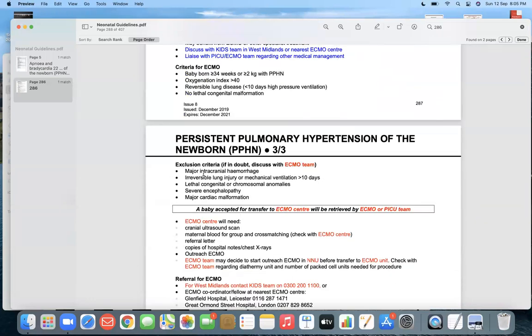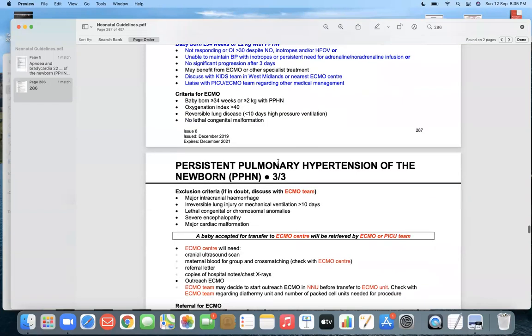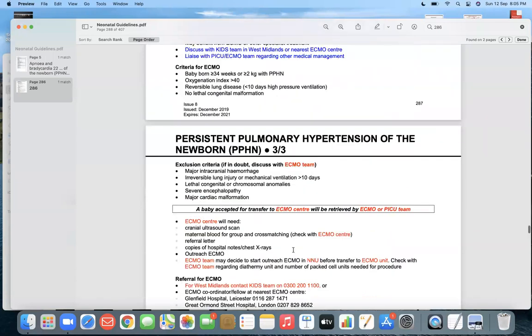Exclusion criteria: major intracranial hemorrhage, irreversible lung injury or mechanical ventilation more than 10 days. Here he said less than 10 days you can go, but if it is more than 10 days, you have to discuss with the ECMO team. Lethal congenital or chromosomal anomalies, severe encephalopathy, major cardiac malformation. Okay, I think that's enough, right?